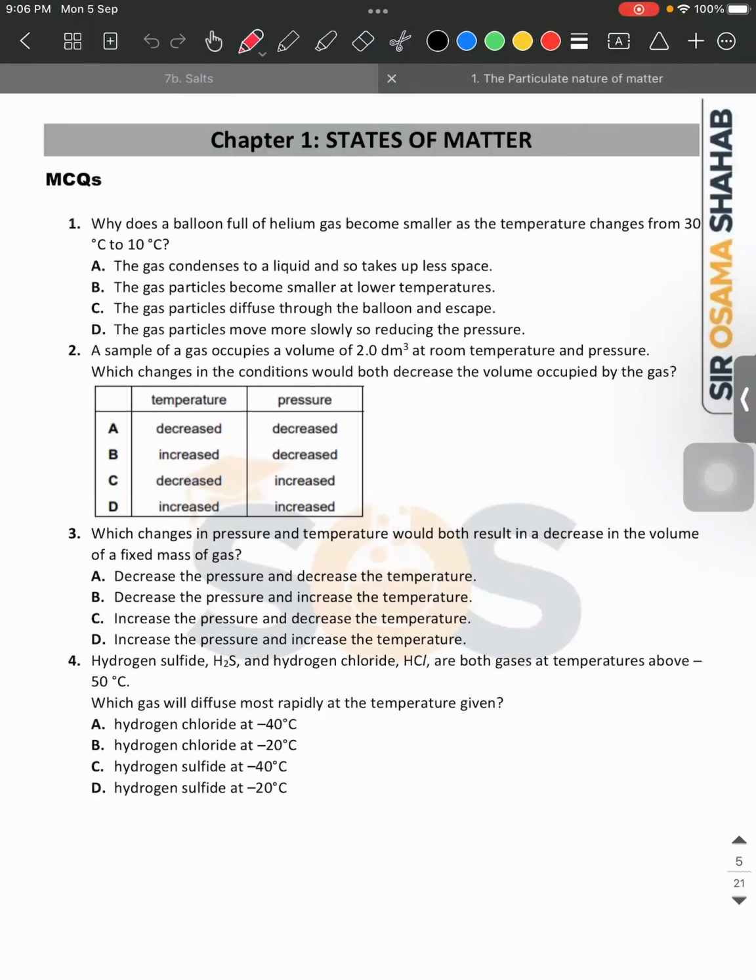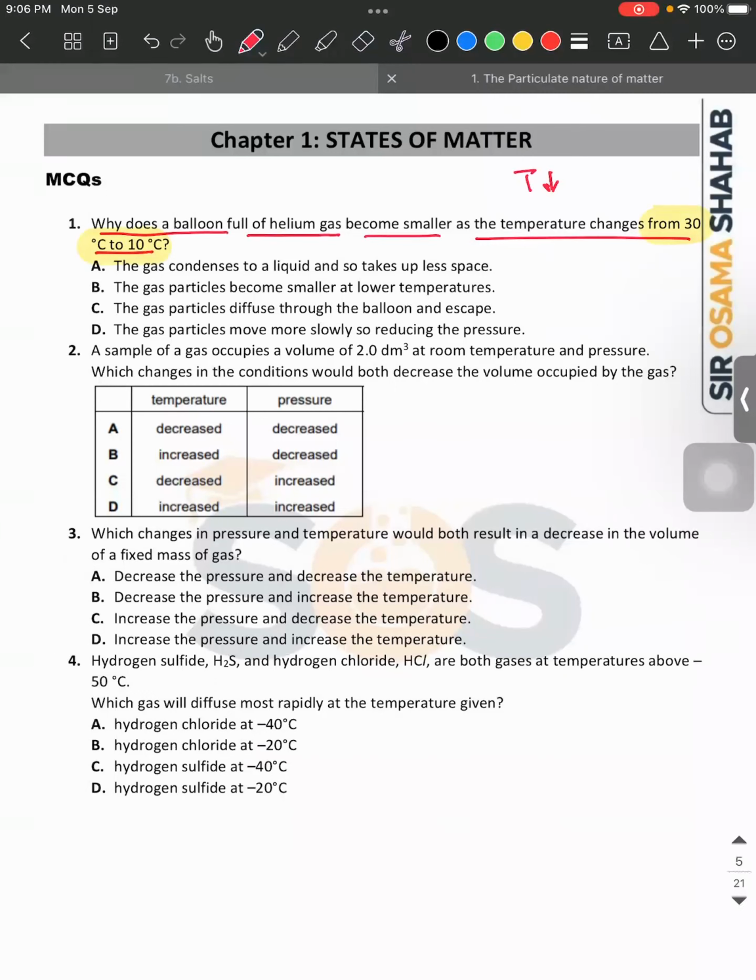Sir, it looks like A for the first one. Let's check. What is the question? The question is, why does a balloon full of helium gas become smaller as the temperature changes from 30 to 10? You can see this, bacho. What's going to happen over here? Temperature is 30 in the start, and now it is going to be 10. That means temperature is decreasing, right?